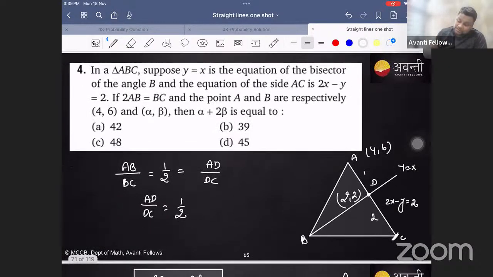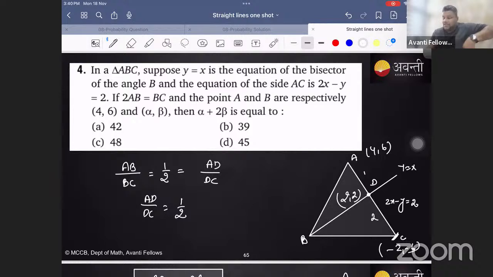So what are they asking? Point B they are asking. Now how do I get it? Anybody? So I got point D, with that I got C, and C comes out to be (-2, -6). They are asking for the coordinates of B.